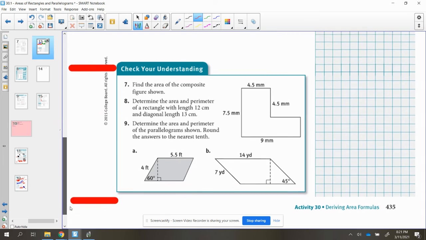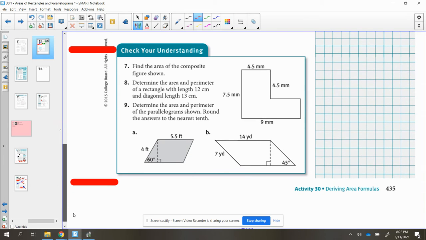All right, so some final examples here. I'm going to give you a moment to try number 7 on your own. On this one, you could have divided it up a couple different ways. If you divided it this way, though, what you're going to notice is this piece is 4.5, which means this piece over here is 4.5, and this height here is going to have to be 3.